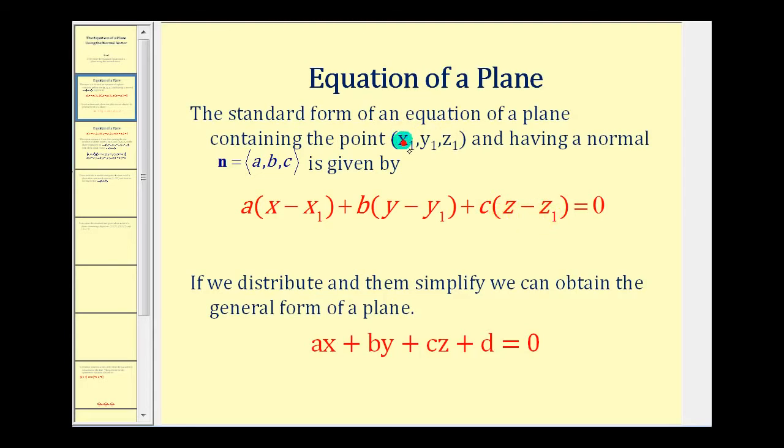So the point on the plane gives us the constants of the binomial factors, and the components of the normal vector a, b, c give us the constant factors a, b, and c. Now once we have this equation in standard form, we can distribute and combine like terms to come up with what's called the general form of a plane. Let's take a look at the idea behind where this equation comes from.